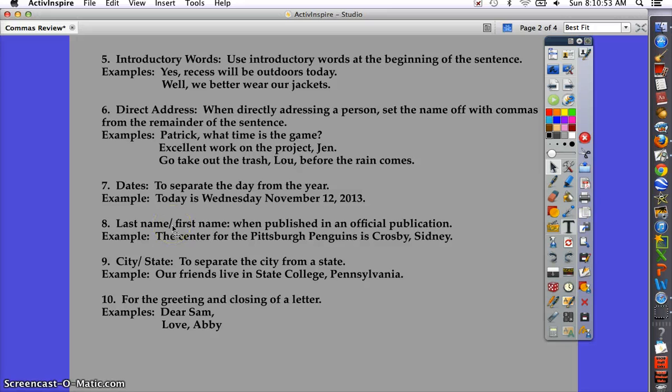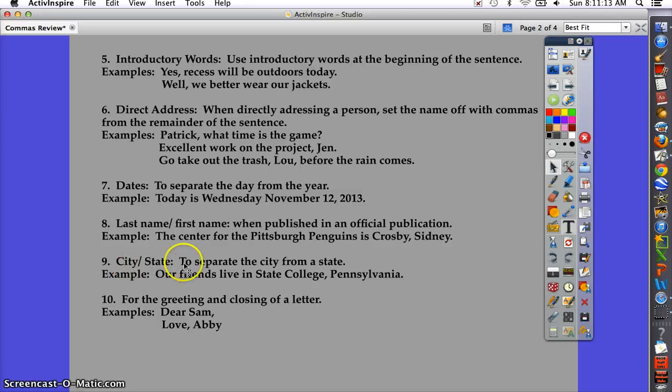Rule 8: last name, first name when published in an official publication. An example: the center for the Pittsburgh Penguins is Crosby, Sidney. There is a comma after the last name before the first name. That's used, like I was mentioning, in official publications for the most part.